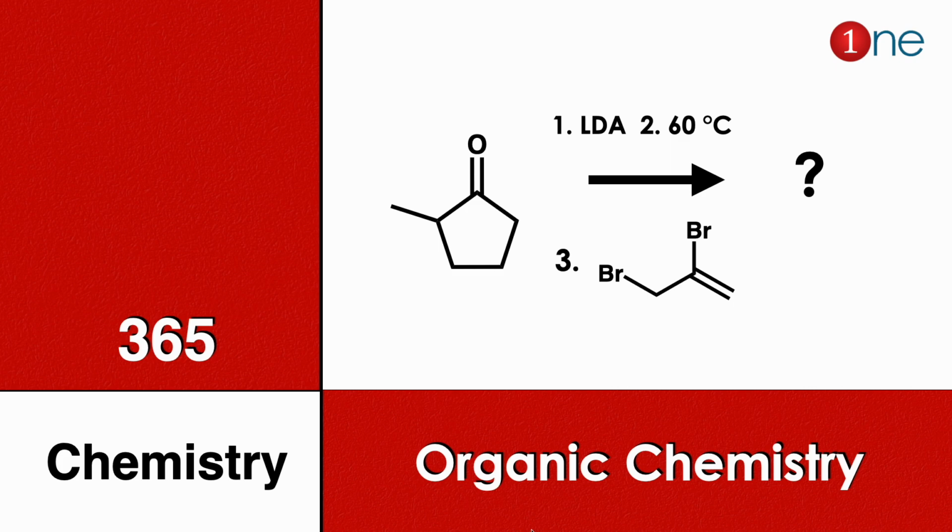Organic chemistry questions for you. Here you have an alpha methyl ketone. You are using LDA and heating it up. Further, you are using an alkene with bromide, one bromide on the alkene and another bromide on the side chain. You should find what the final product will be.